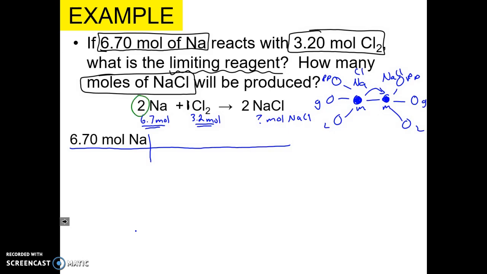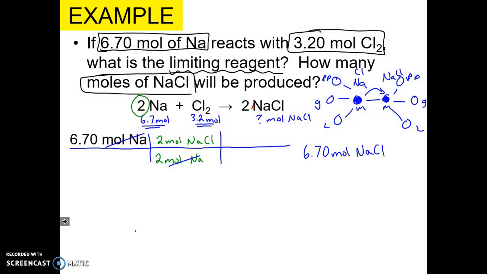The first one for sodium is a 2 to 2 ratio. So I'm going to write 2 moles of sodium for every 2 moles of NaCl. So when my units cancel out here, I have moles of Na on top and bottom. So what I'm left with is moles of NaCl. So I have 6.70 moles of NaCl that's produced by sodium.